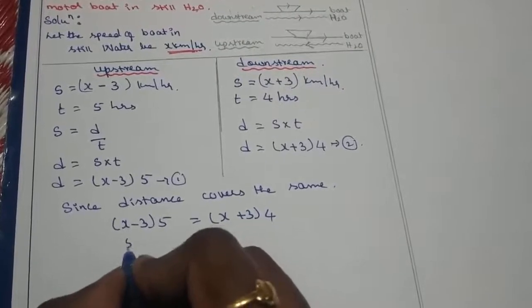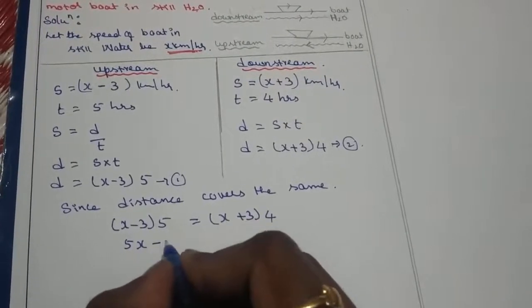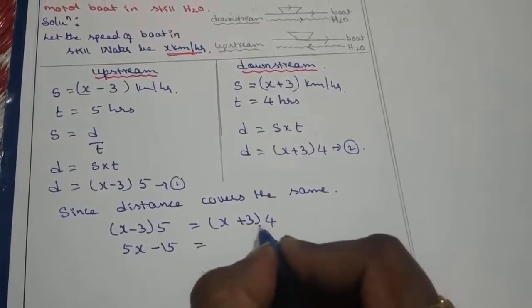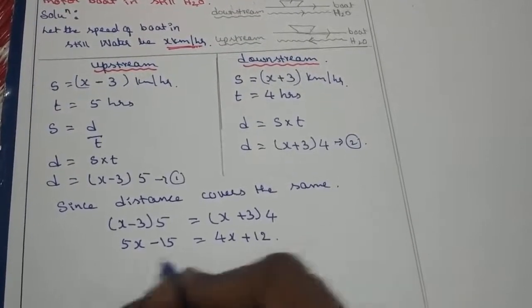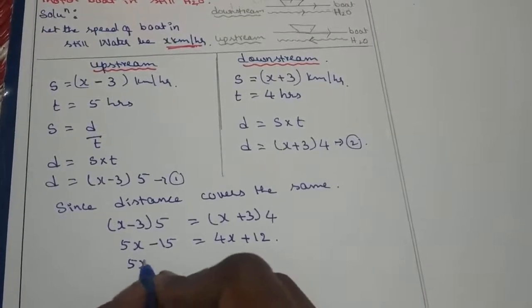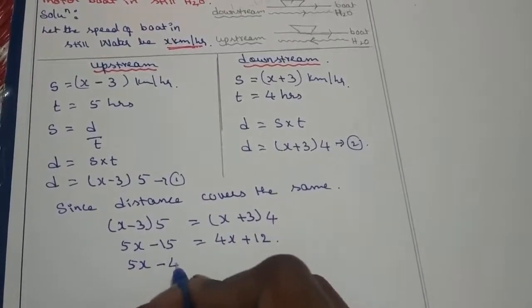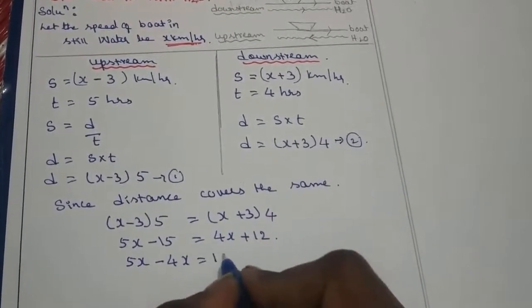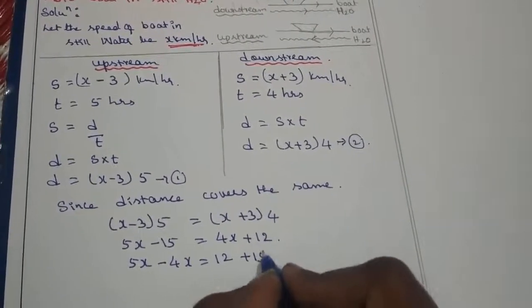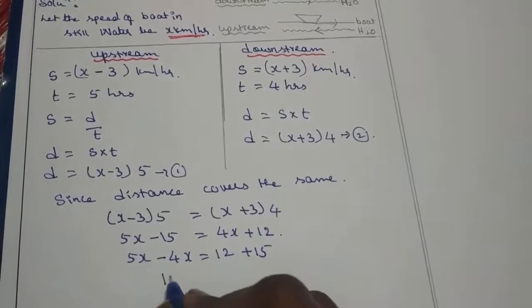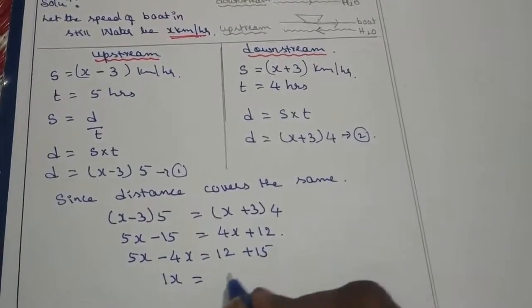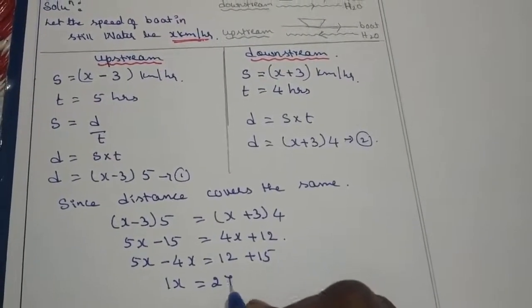5 into x is 5x, minus 5 into 3 is 15, equal to 4 into x is 4x, plus 4 into 3 is 12. Then group the variables on one side and the constants on the other side. So minus 15 becomes plus 15. 5x minus 4x is 1x, equal to 12 plus 15 is 27.